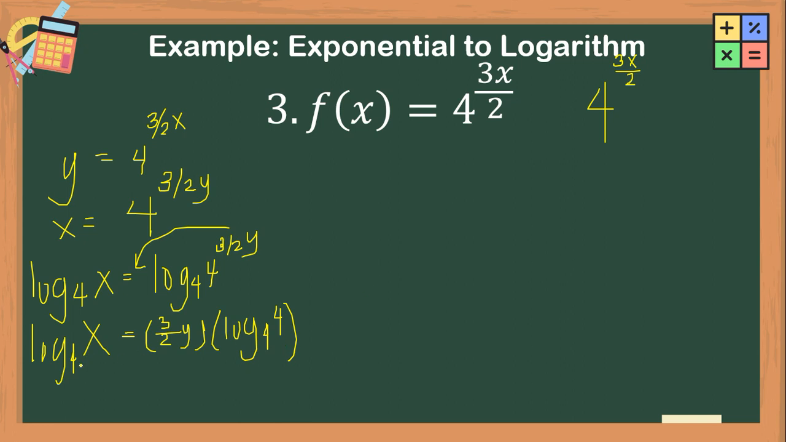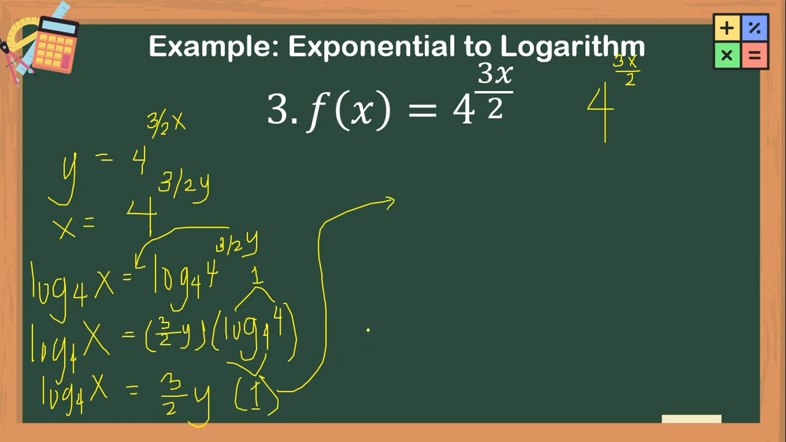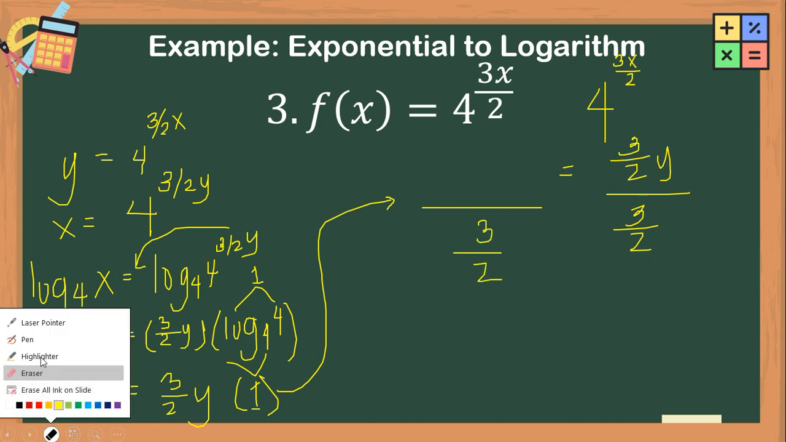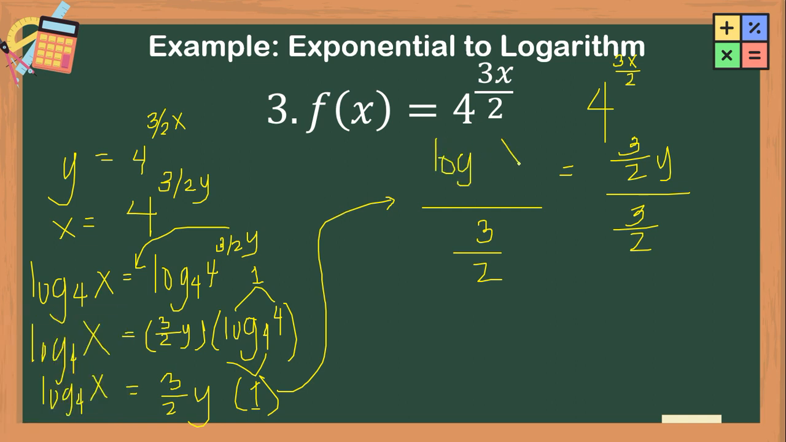So, log x with the base of 4 is equivalent to 3 halves y. Then, log 4 with the base of 4, ito magiging 1 na yan. So, huwag na natin siyang ilagay. So, magiging 3 all over 2y. Then, this is log x with the base of 4. So, lagay natin siya sa kabila. Since fraction siya, ang gagawin natin dyan, ganito. Log x with the base of 4 all over 3 all over 2y. So, magiging 3 all over 2 din ito. Lagay ko dito, log x with the base of 4.